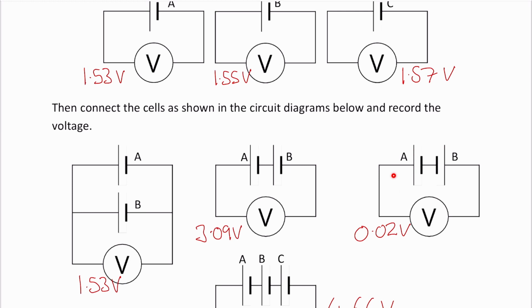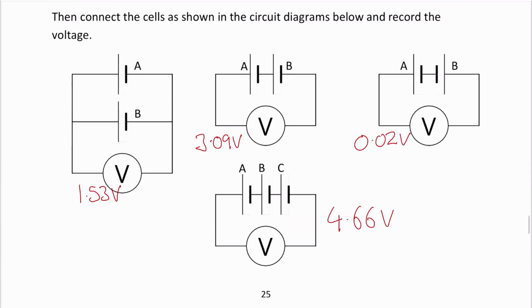And similarly, remember back when we measured current, we saw that if we turned one cell round, the bulb went out. That's because the voltages subtract from one another in this case. We have 1.55 take away 1.53, leaving 0.02. So whenever we connect cells the wrong way around, the voltages cancel each other out. Essentially, one cell pushes the electrons in one direction, the other one pushes in the other direction.